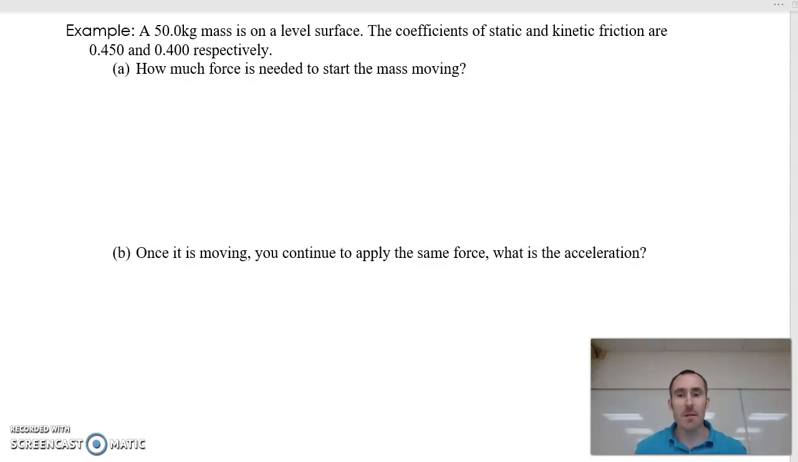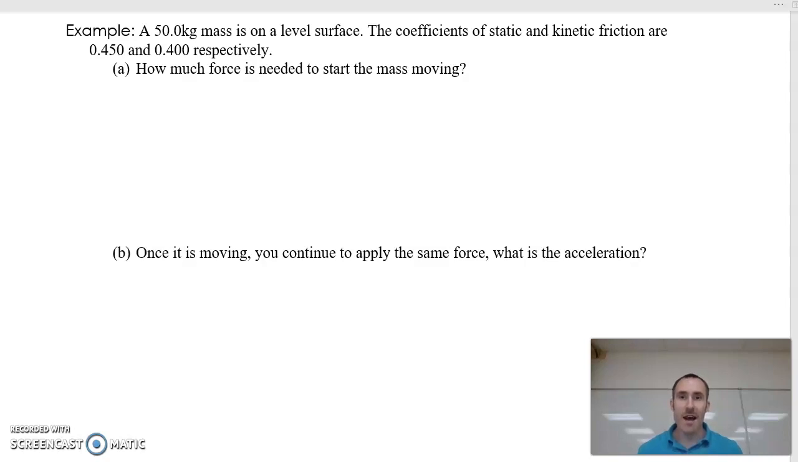A 50 kilogram mass is on a level surface. The coefficients of static and kinetic friction are 0.45 and 0.40 respectively. So that means static is 0.45 and kinetic is 0.40, but you should have been able to figure that out because static should always be higher than kinetic. How much force is needed to start the mass moving?